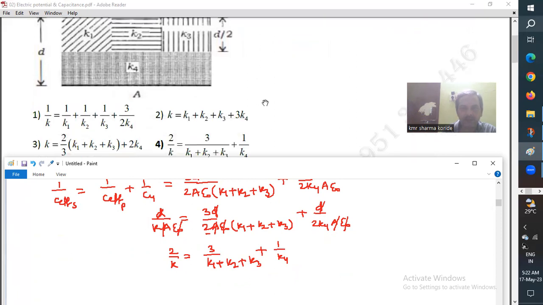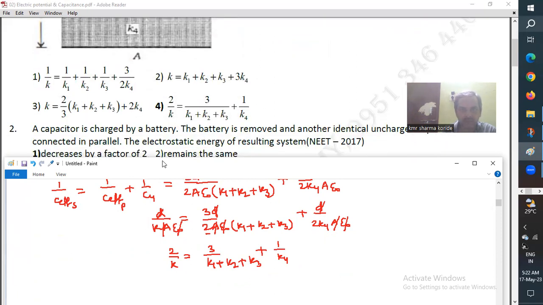So let us check which option is correct. So 2 by K is 3 by K1 plus K2 plus K3 with 1 by K4. So fourth option is correct.